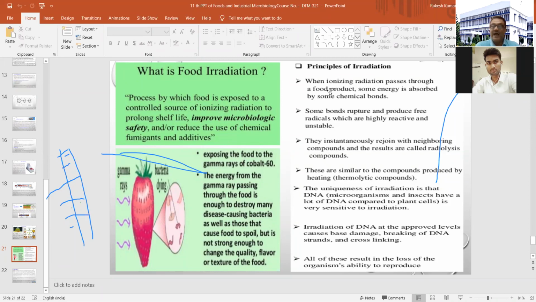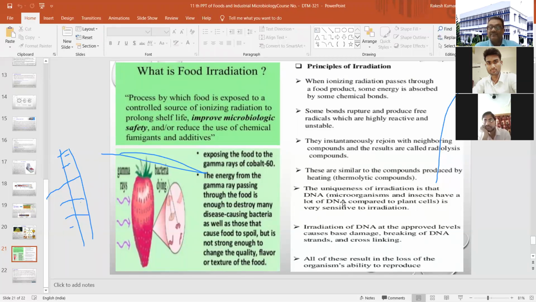So what is the principle behind the irradiation process? When ionizing radiation passes through a food product, some energy is absorbed by some chemical bonds. Some bonds rupture and produce free radicals, which are highly reactive and unstable. They instantaneously rejoin with neighboring compounds, and the results are called radiolytic compounds. These are similar to the compounds produced by heating, thermolytic compounds. So generally, this is what happens when you apply irradiation treatment to your food item.